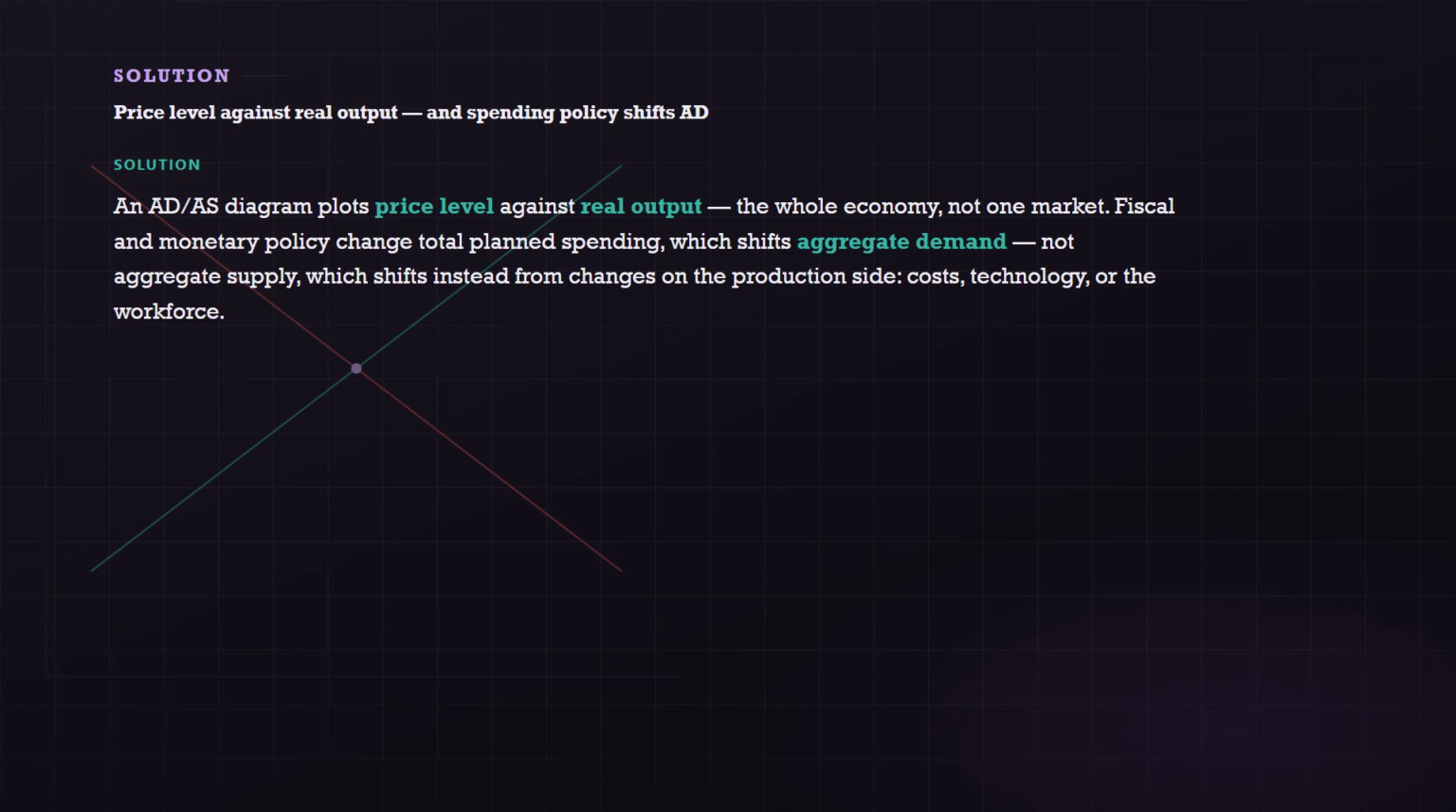And fiscal and monetary policy, government spending, taxation, interest rates, change the total level of planned spending in the economy, which shifts aggregate demand, not aggregate supply. Aggregate supply shifts instead from changes on the production side, like costs, technology, or the size of the workforce. Confusing which side a policy actually affects means drawing the right diagram but shifting the wrong curve.